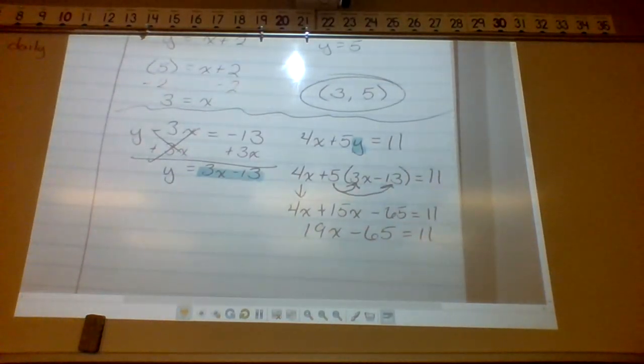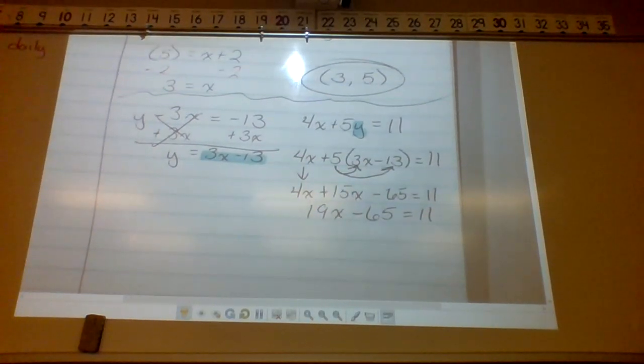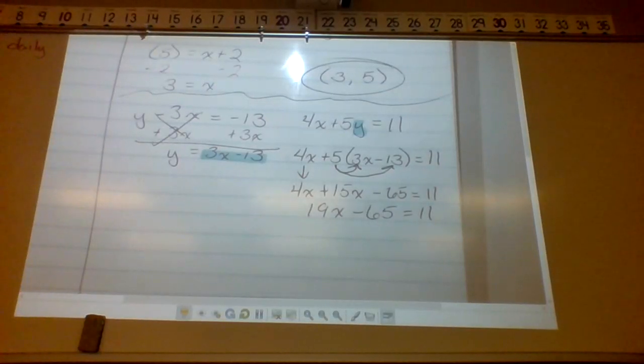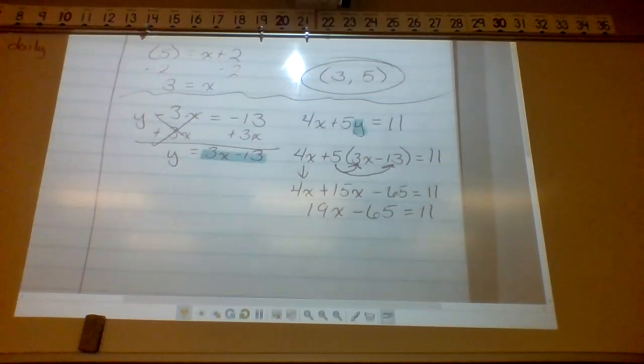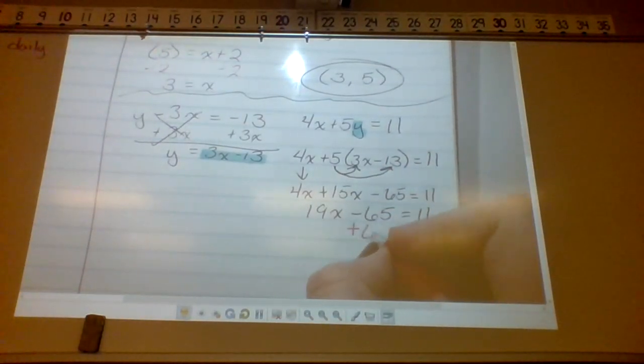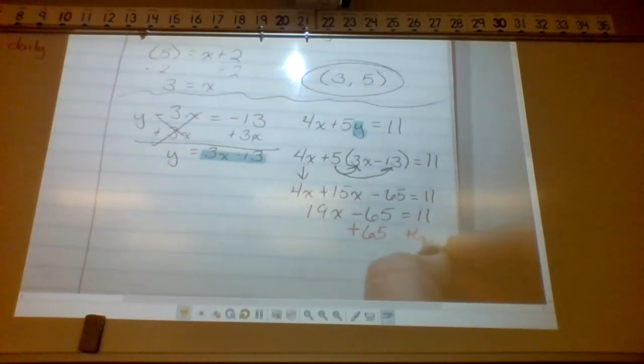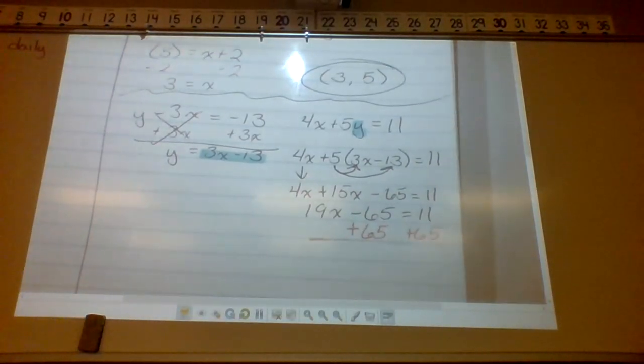Now what? Why do we add 65? Because what, Alexis? If a variable is not by itself, what operation do you see? And what's the inverse? Distribution. So we are going to add 65 to both sides. What do we end up with?